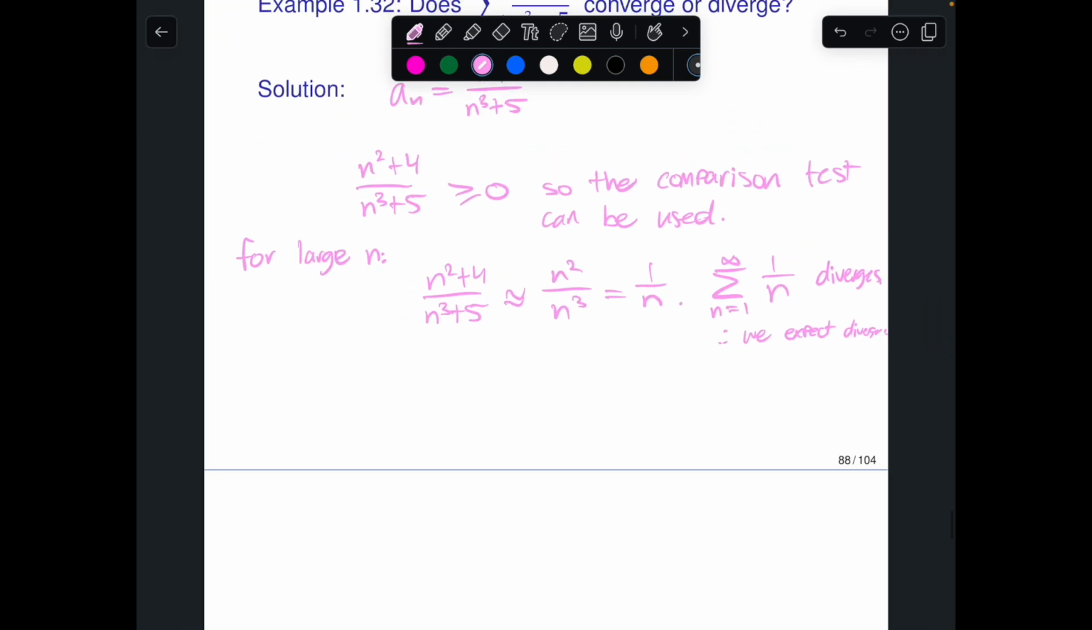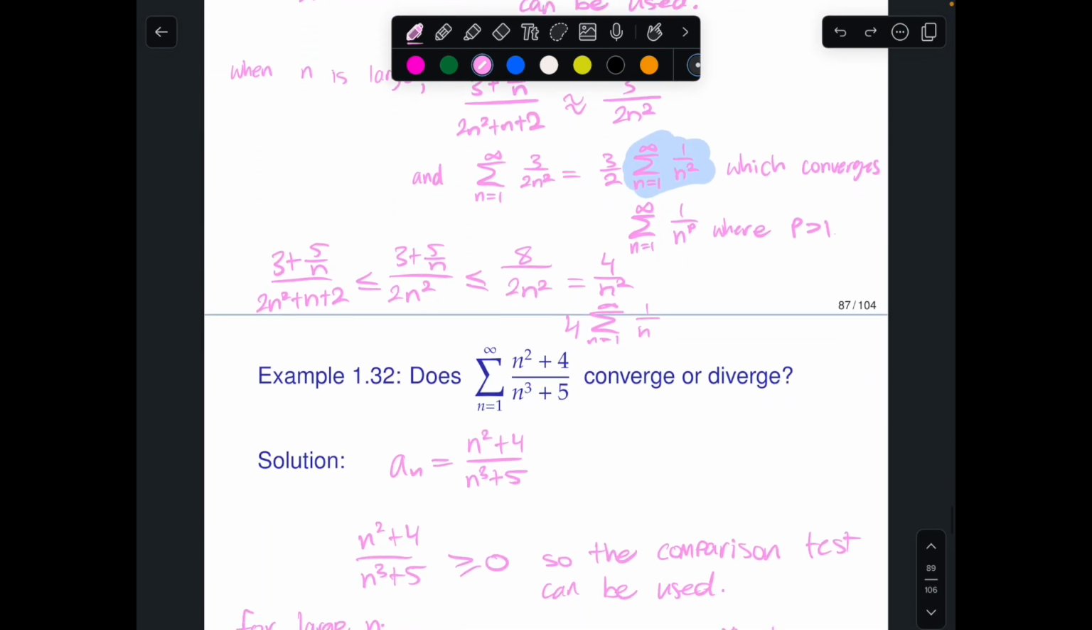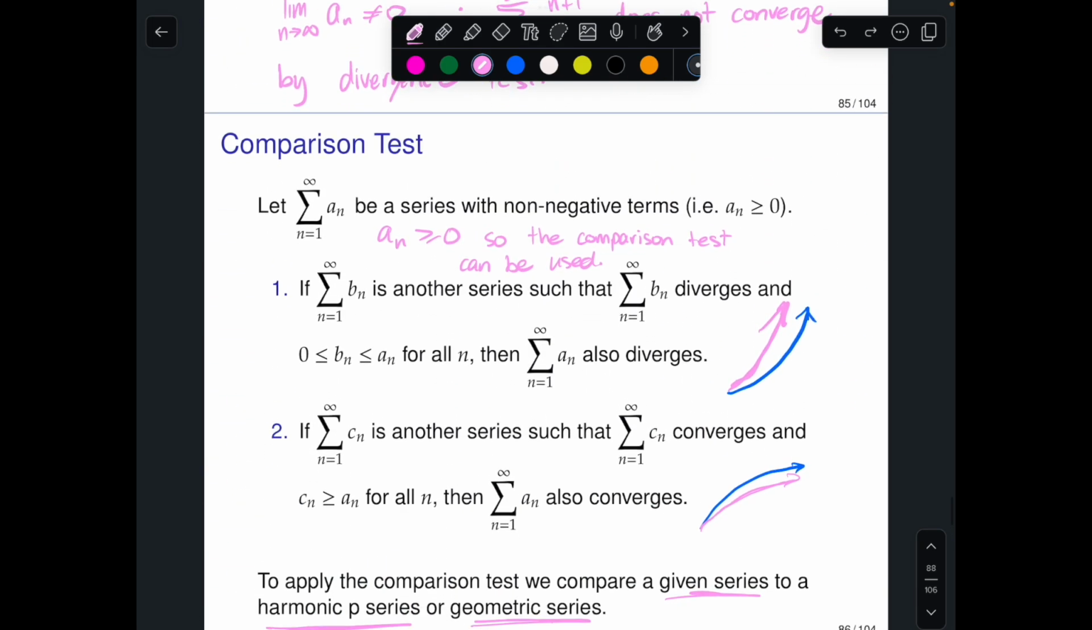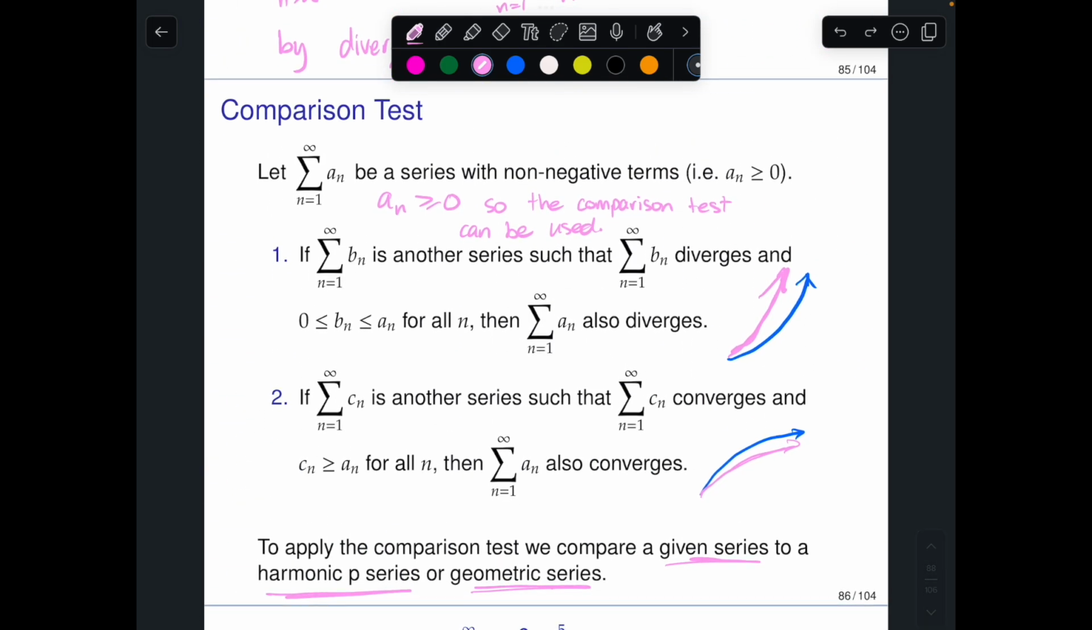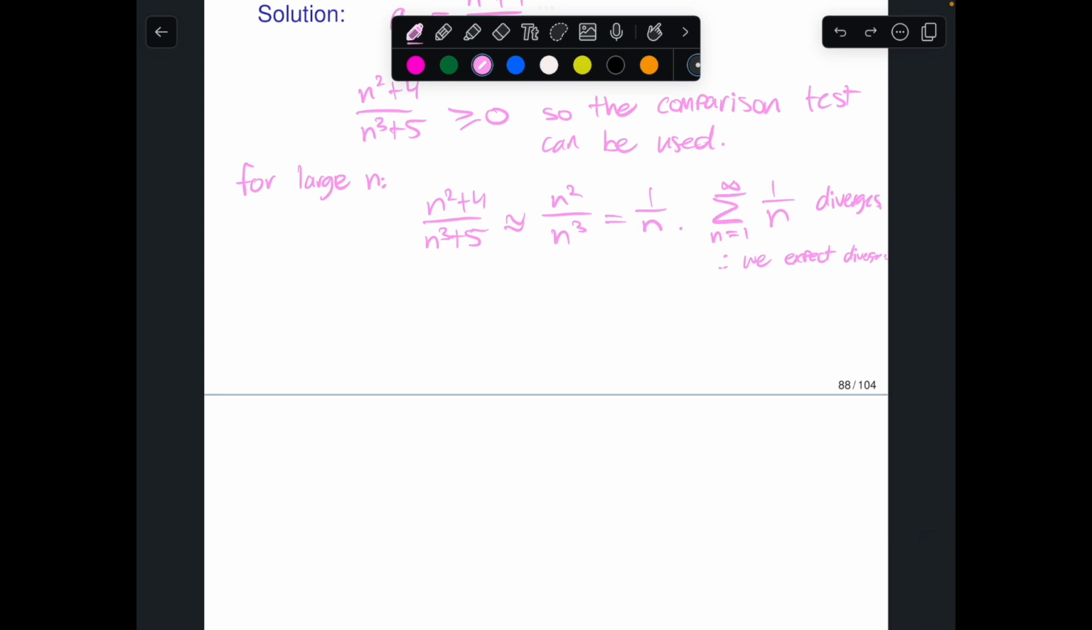Alright, so we're expecting divergence, which means we want to find the floor function and show that our function is always bigger than it. Because we want to say if something smaller than our function diverges, our function must also diverge according to this rule here. So let's start off with our n squared plus 4 over n cubed plus 5.